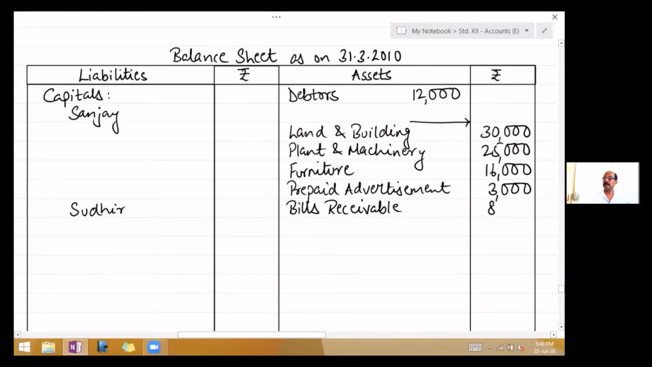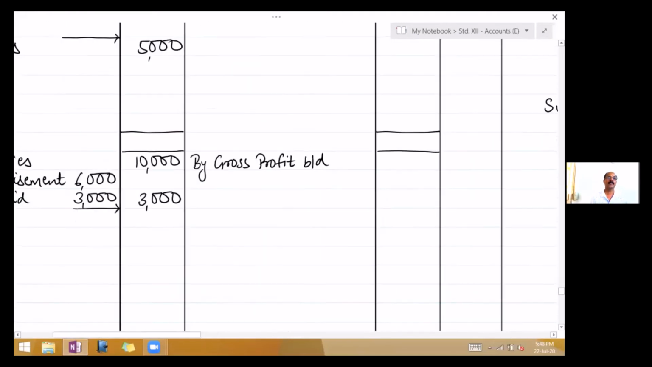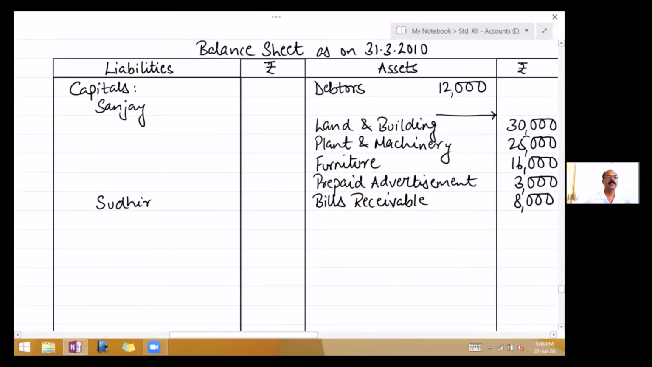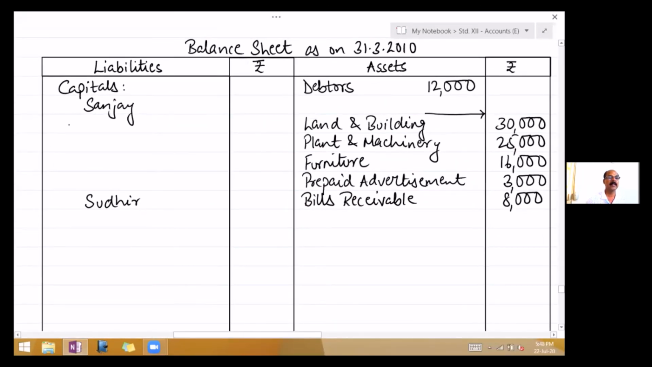Bills receivable 8,000. Next, insurance 2,000. Profit and loss account, debit side, to insurance 2,000. Next, drawings. Drawings is deducted from capital. So go to the liability side and under Sanjay's capital write minus drawings, Sanjay 2,000.